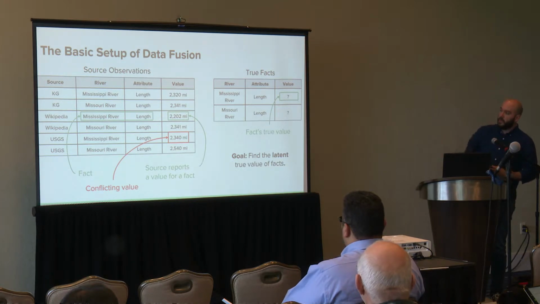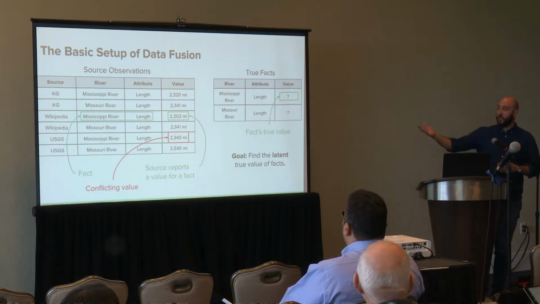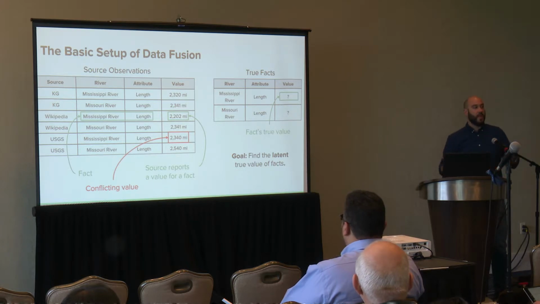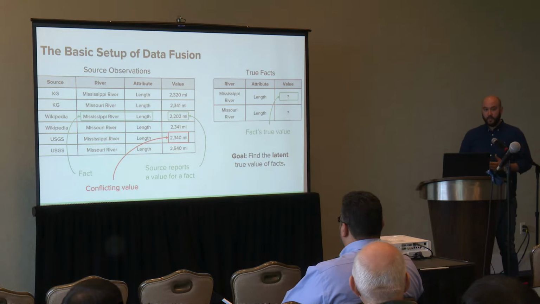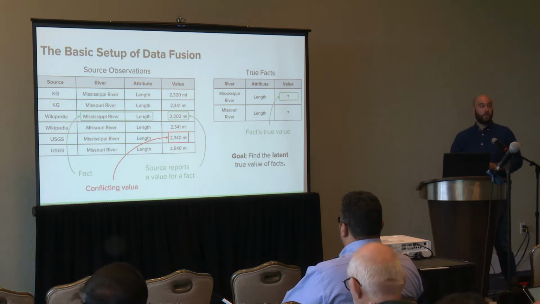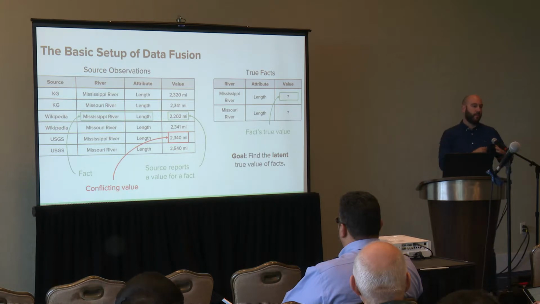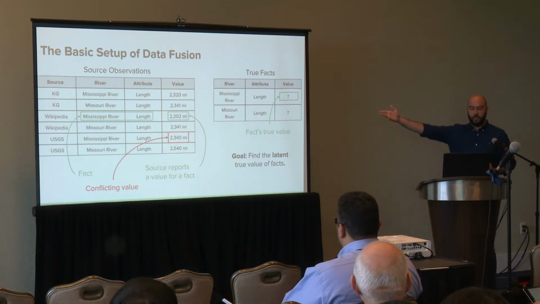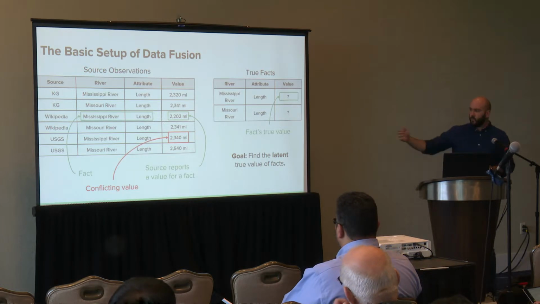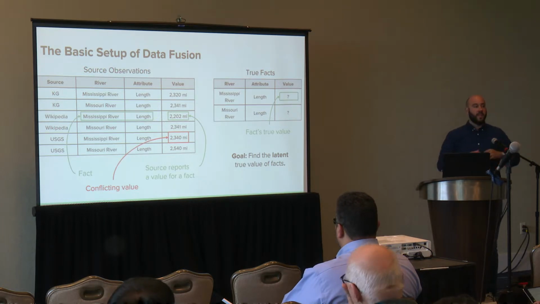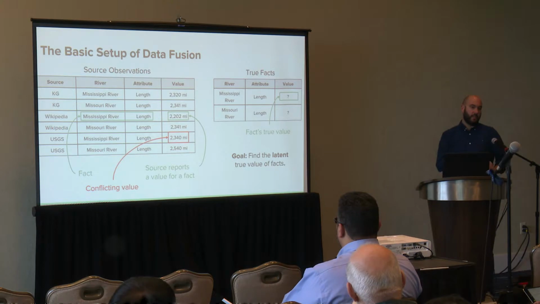For example, from this other website, USGS, you actually have a value that is more than 100 miles. It has more than 100 miles difference. And now the setup, the actual goal, is you want, for a bunch of true facts, to know the true length of the Mississippi River and also the true length of the Missouri River, which is another entity mentioned in our data. We really want to find the unknown, the latent true value for these facts.